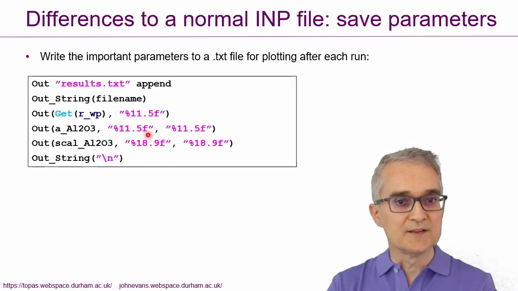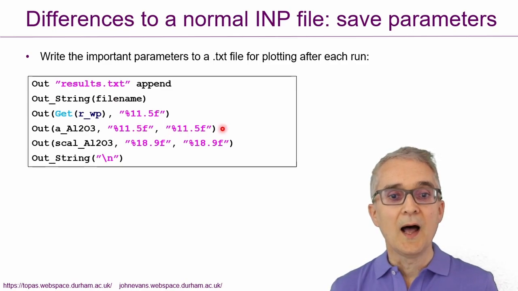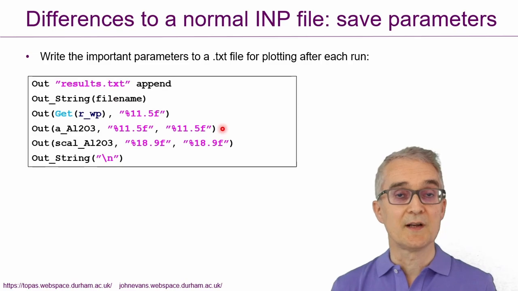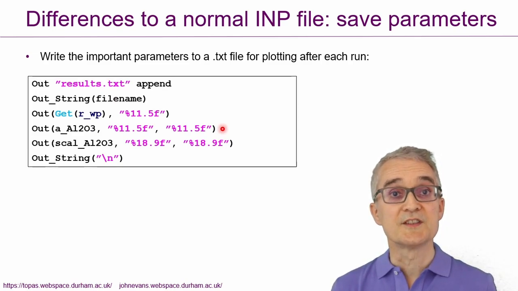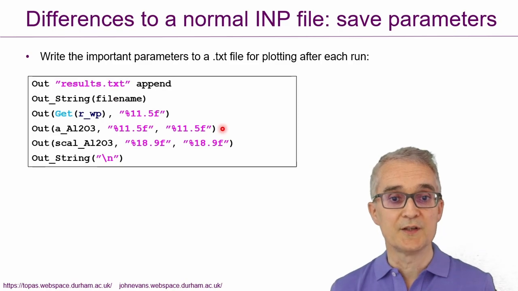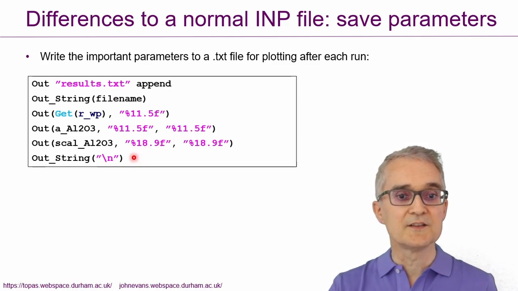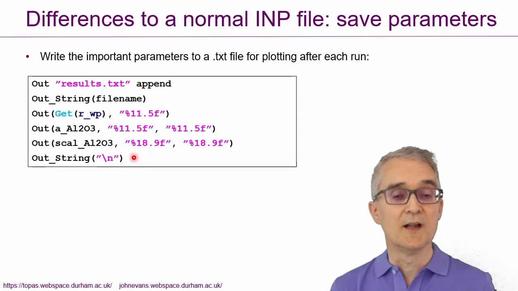Some of these output lines have got 2 of these strings here, and that's because when you're saving the results from TOPAS, you probably want to write out the parameter itself, but also the standard uncertainty on the parameter, the ESD, or the error on that parameter. So there's one format string for the parameter, and then the second format string for the ESD on that parameter. And then the final line here tells TOPAS to write a carriage return at the end of each line.